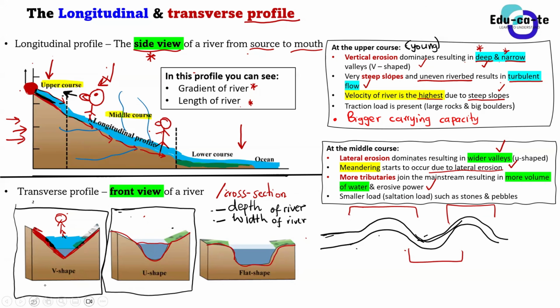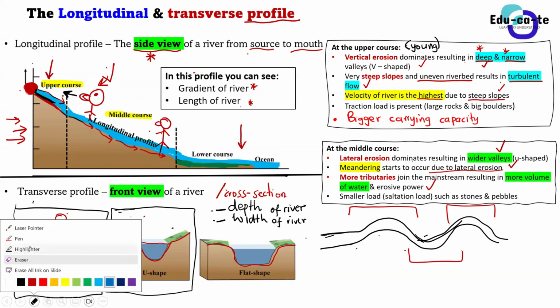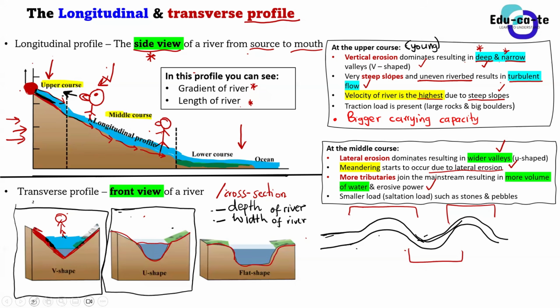Okay, so more tributaries will start joining the river at the middle course. So basically, the amount of water in the river at the middle course will definitely be greater than the water that we had at the upper course. Why is that? It's because now there are more tributaries that are joining.